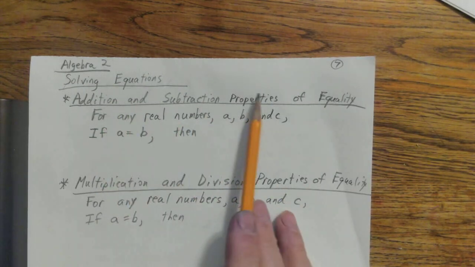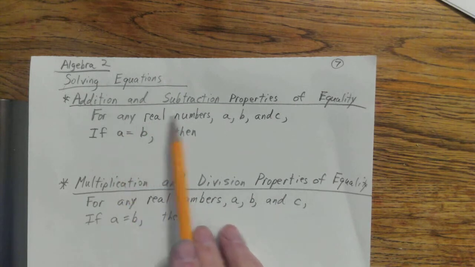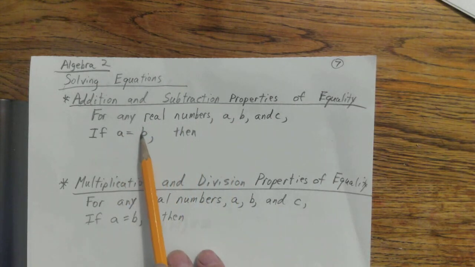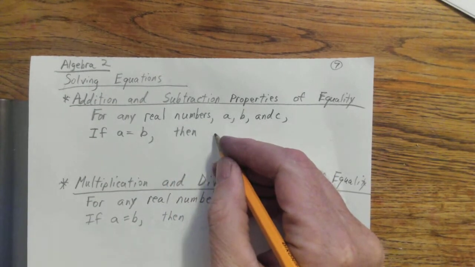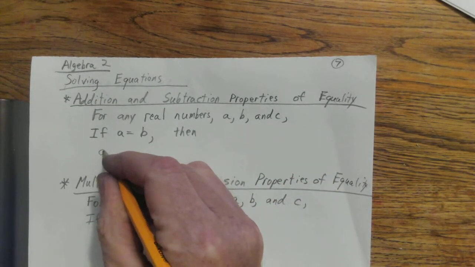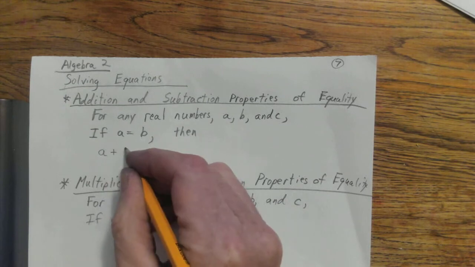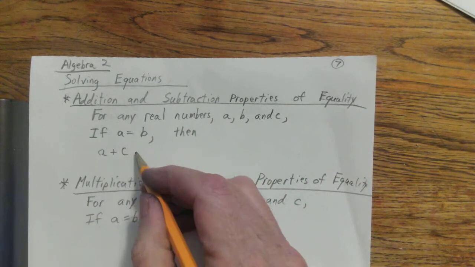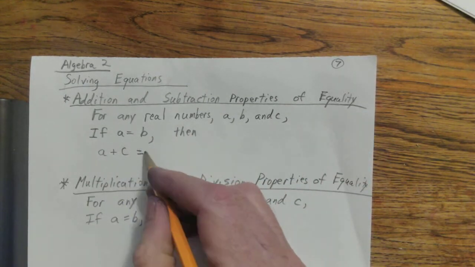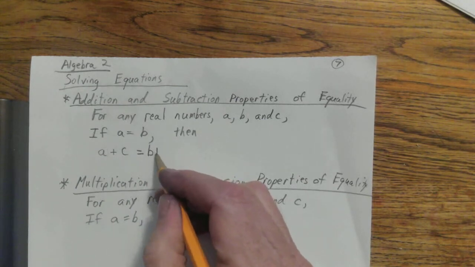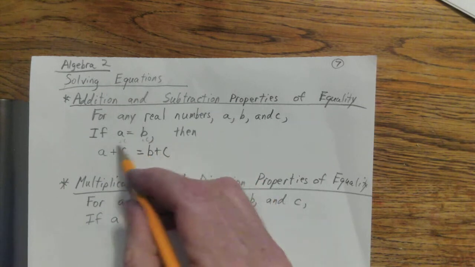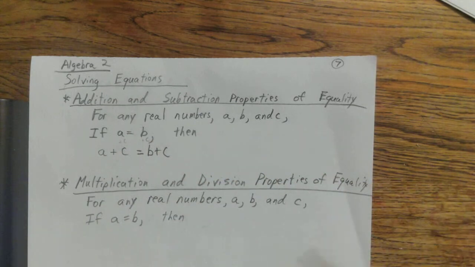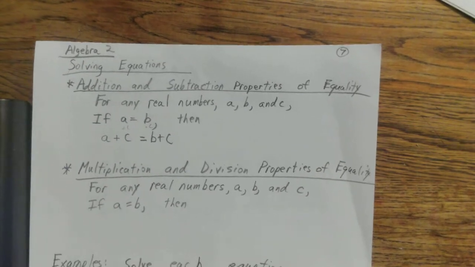Now, for addition and subtraction properties of equality, for any real numbers a, b, and c, if a equals b, then, I'll write it down here, a plus c is equal to b plus c. See, I can add c to both sides of the equation, and I have a plus c equals b plus c, and that's one of the properties we use a lot in solving equations.